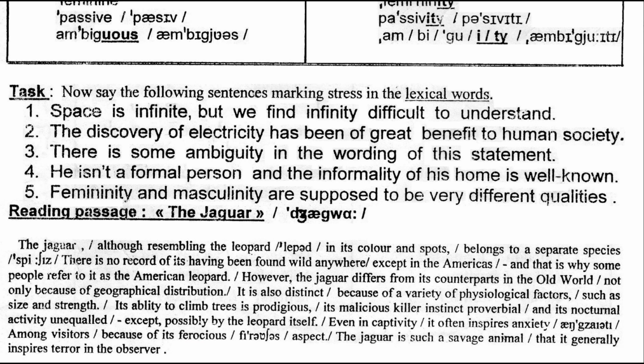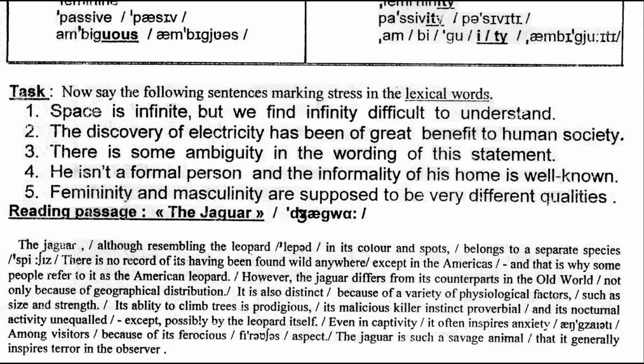Person, noun, stress on per. And is a conjunction, we do not stress it. The is an article, we do not stress it. Informality, stress on mal because of the suffix. Of is not stressed. His, a pronoun, is not stressed. Home, one syllable, and it is a noun, it is stressed. Is is not stressed. Well known, the stress is on well.